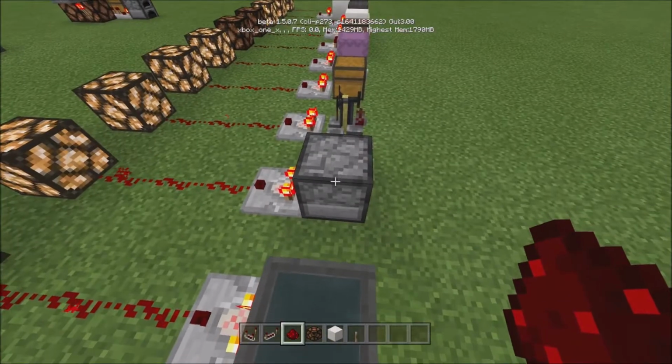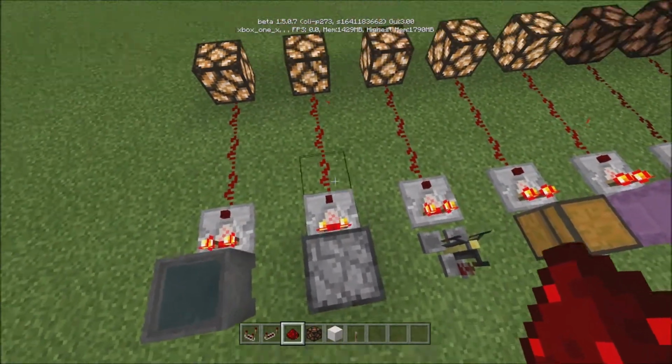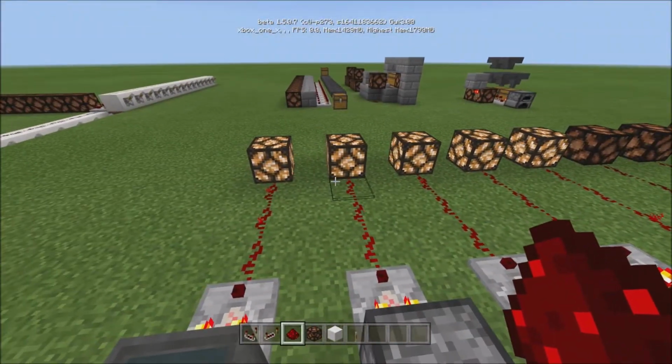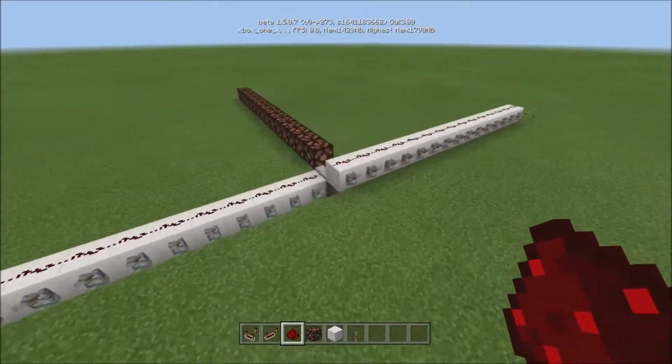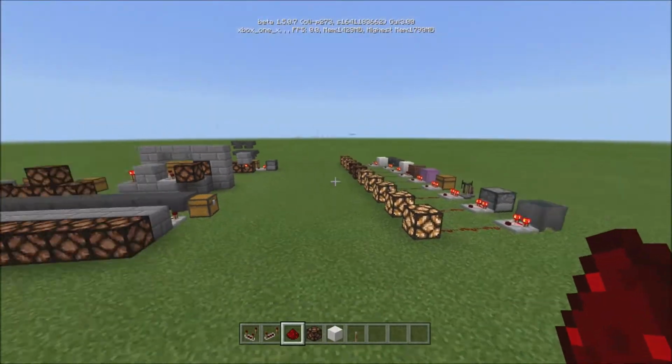Okay, so right here we have a furnace. There's no redstone ability of the furnace by itself. You add a comparator to it, you have some items in it, and then boom, all of a sudden it becomes a redstone block. Okay, so that's what a comparator does. And then we can get into how you can play around and adjust the settings.